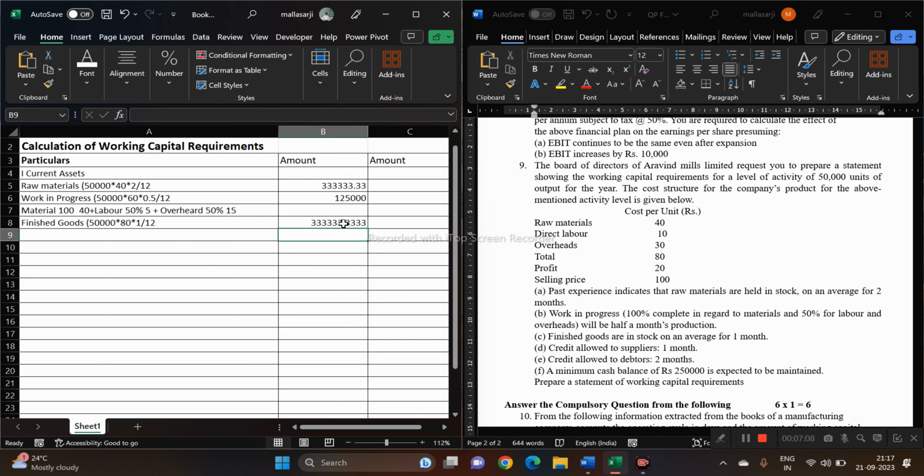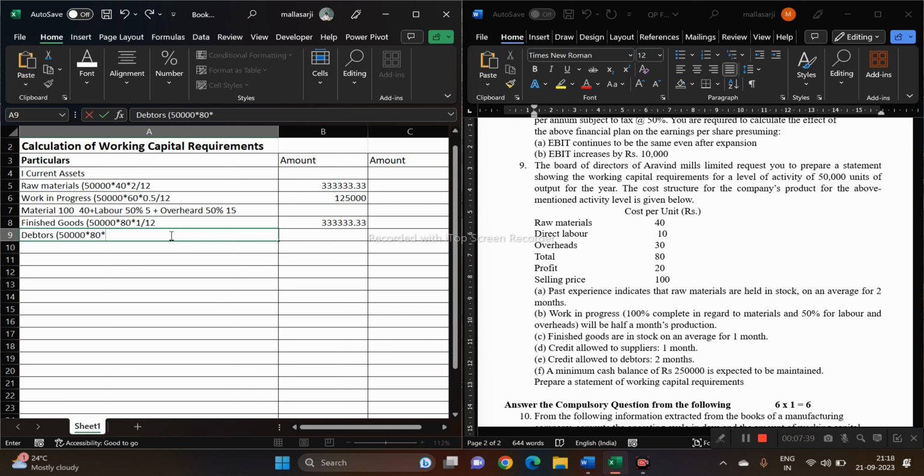So it's 3,33,000 units. Next, we should calculate debtors. We are manufacturing 50,000 units. For the debtor calculation also, we need to take 80 rupees, the total cost only. We don't want to include the profit here, we should only consider the total cost.